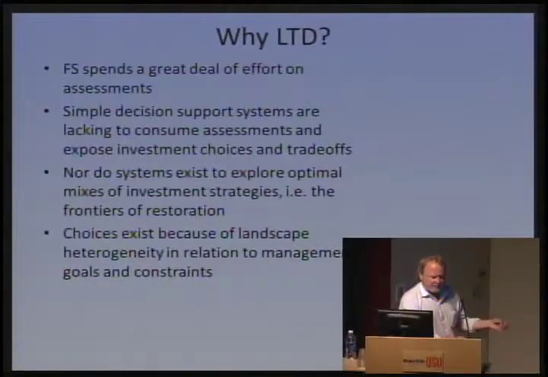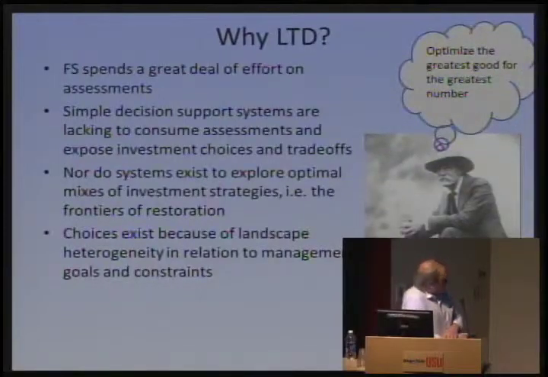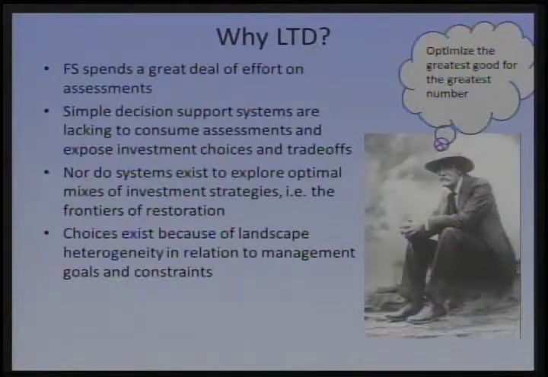By investment strategies, I could mean anything related to aquatics, botanical resources, wildlife, biodiversity, whatever indicators of the day or of interest. And choices exist between alternative strategies and investments on different parts of the landscape because of all the landscape heterogeneity in relation to our management goals and our constraints. And I know that's evident to everybody, but we don't often think of the problem in that context. So Gifford Pinchot, when he said the greatest good for the greatest number, he really meant optimize the greatest good for the greatest numbers, where I'm coming from, all right?